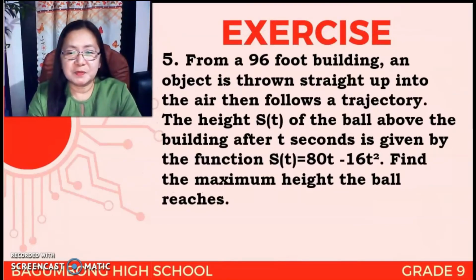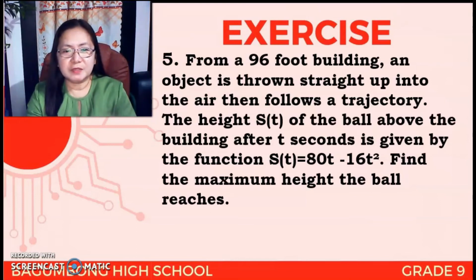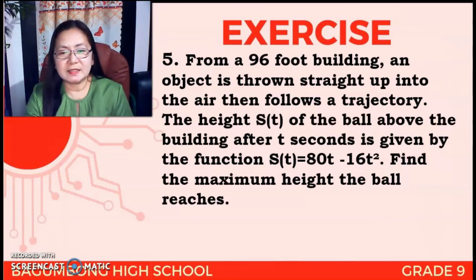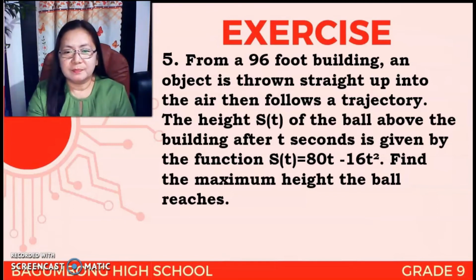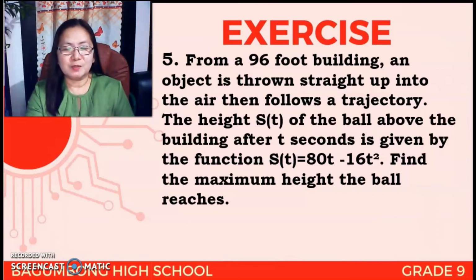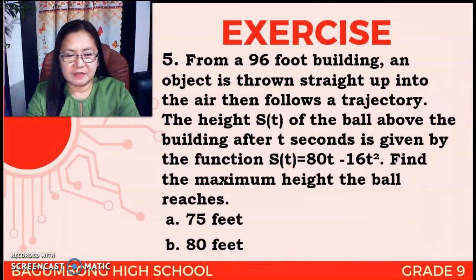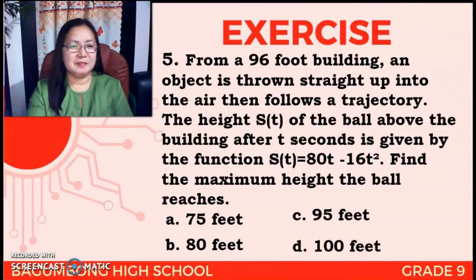From a 96-foot building, an object is thrown straight up into the air, then follows a trajectory. The height S of t of the ball above the building after t seconds is given by the function S of t is equal to 80t minus 16t squared. Find the maximum height the ball reaches. Is it letter A, 75 feet, B, 80 feet, C, 95 feet, or D, 100 feet?